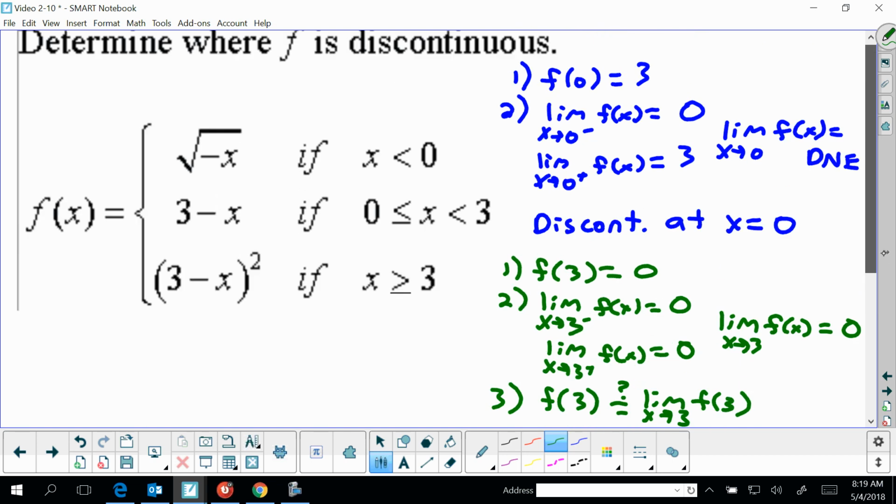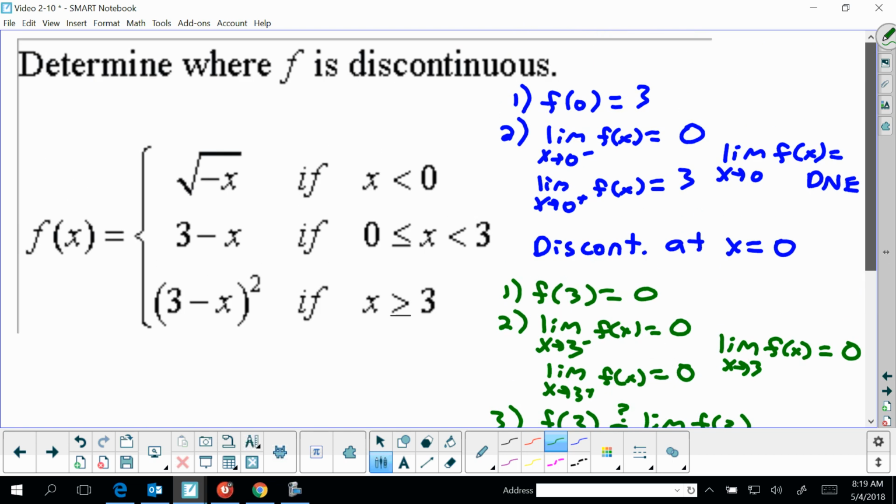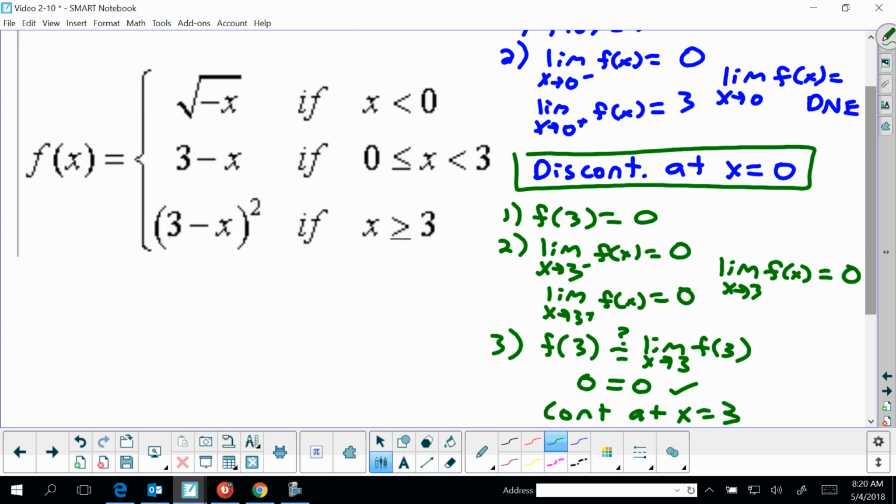So in reality, the way that this is worded, it says just determine where it's discontinuous. So technically this is just our answer, but we needed to do that work in the green in order to rule out that 3 was not also discontinuous. So you should show your 3-step check anytime you want to check discontinuities.